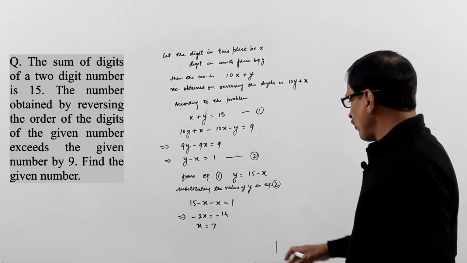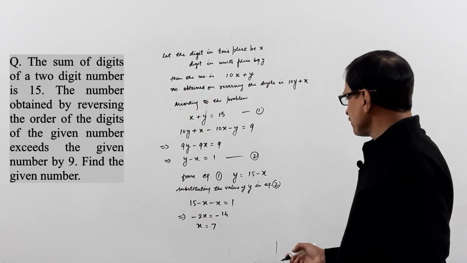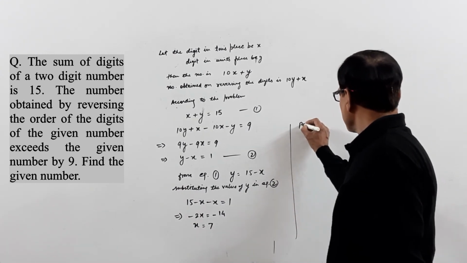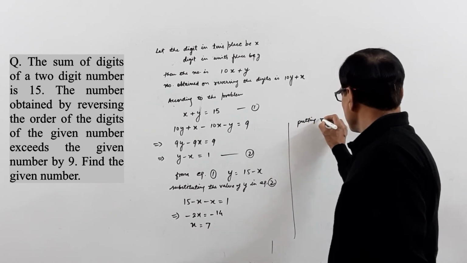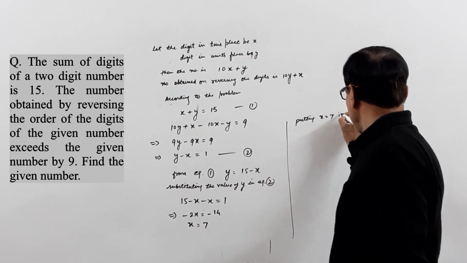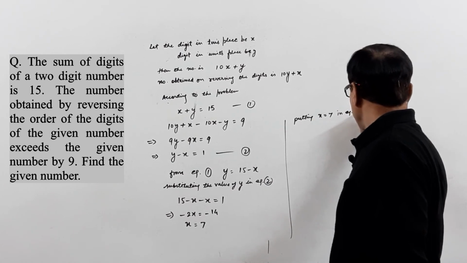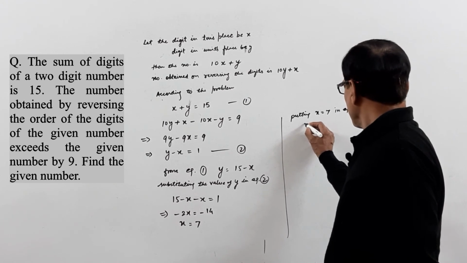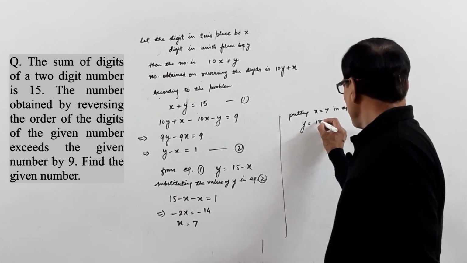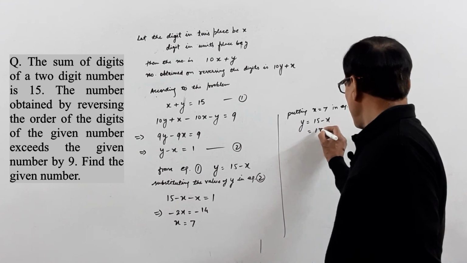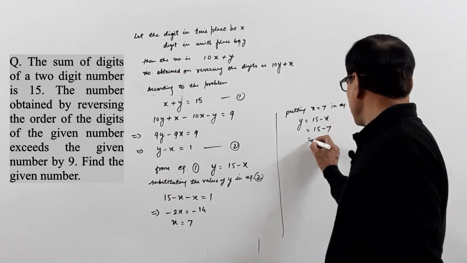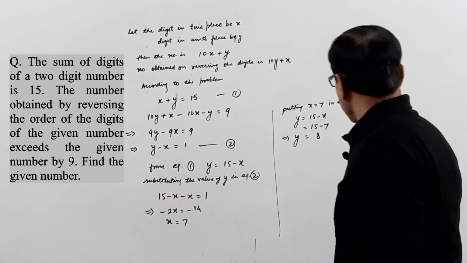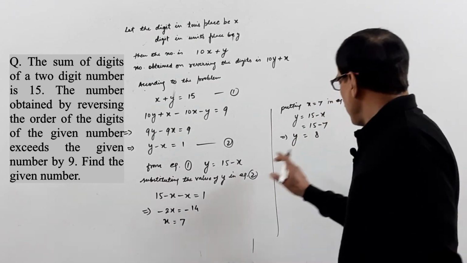Now we put the value of x in any of the equations and obtain the value of y. x is equal to 7 in equation 1. We get y is equal to 15 minus x, or 15 minus 7, and that is y is equal to 8. x is 7 and y is equal to 8.